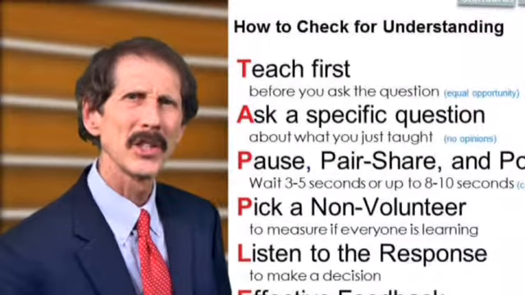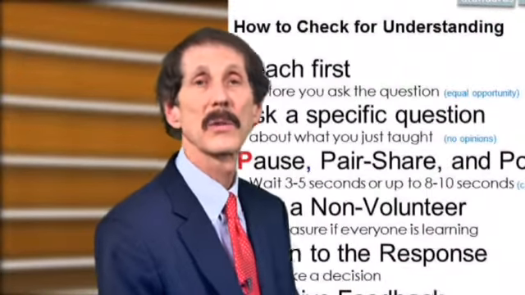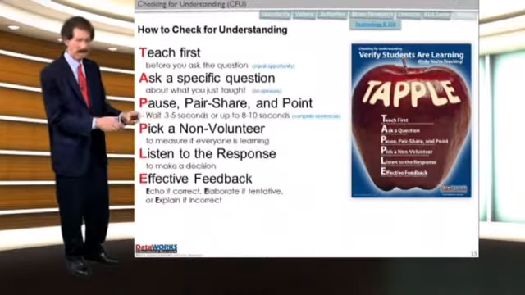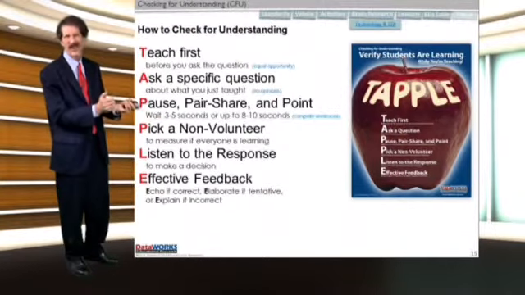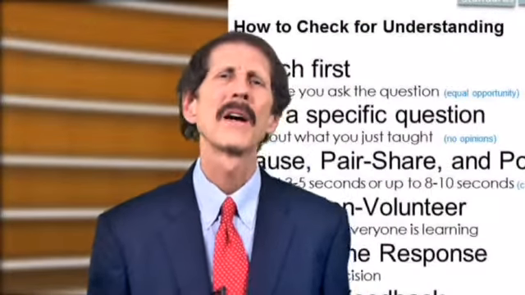Let's just look at the pair share. Pair share takes care of the pause. You give what? Sometimes 30 or 40 seconds while the students explain their answers. They've had plenty of time to prepare. Pick a non-volunteer, have sticks, 3x5 cards, some method of randomization. Pick a non-volunteer. Listen to the response and provide effective feedback.